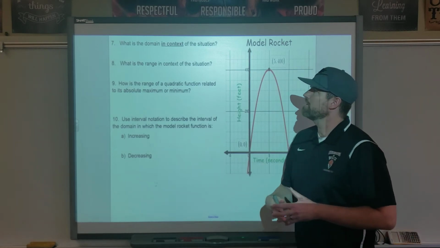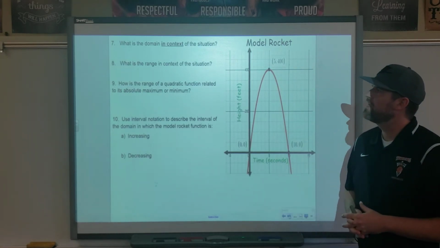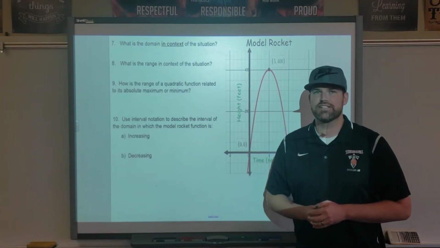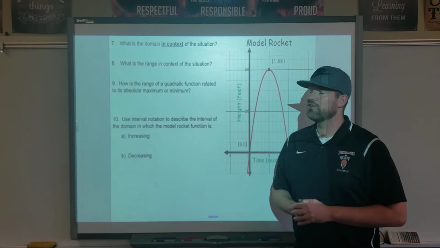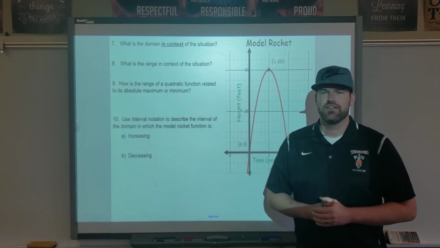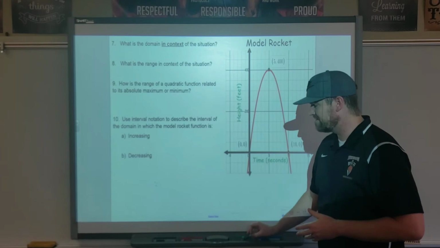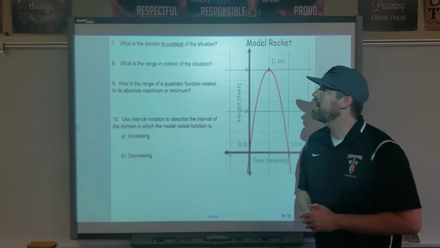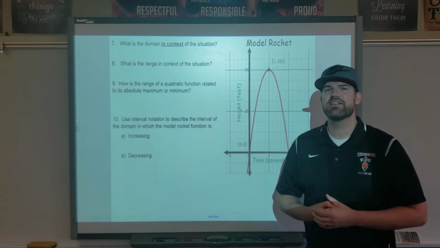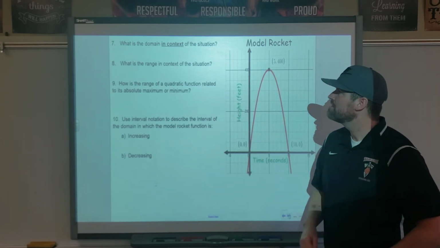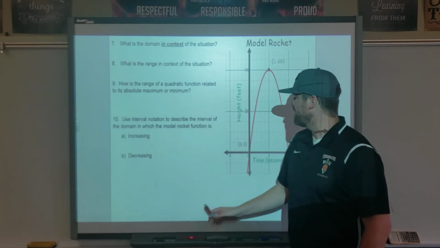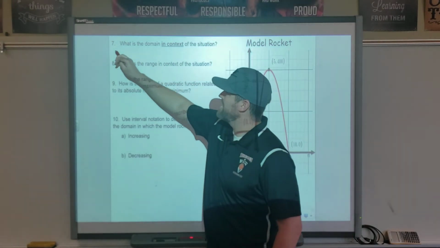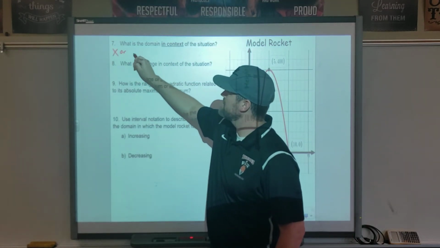Continuing with the model rocket, we're going to talk about the domain and range again. The domain and range in context of a problem is going to be different, usually, than the domain and range of the function. So we know that the domain of the function is always all real numbers, right? We can plug in any number for x and get a solution. But in context, not every number is going to make sense. So when I think about the domain, I'm thinking about my x values. So I know that my domain is going to be my x, or in this case, time.